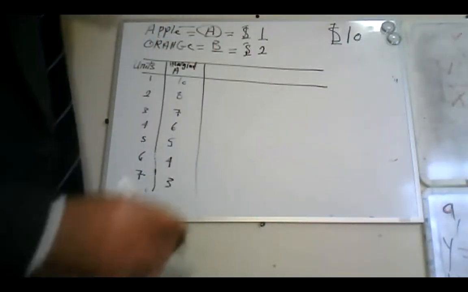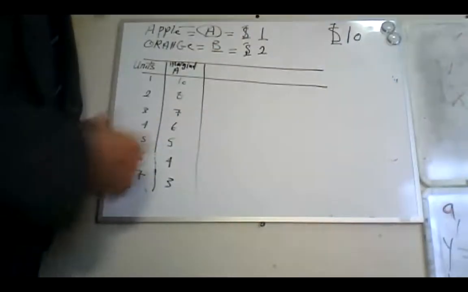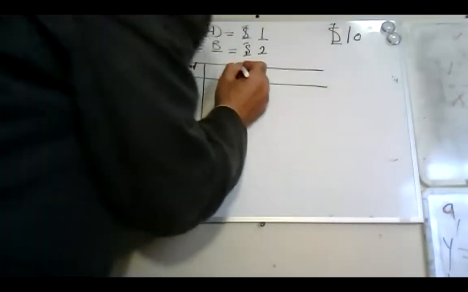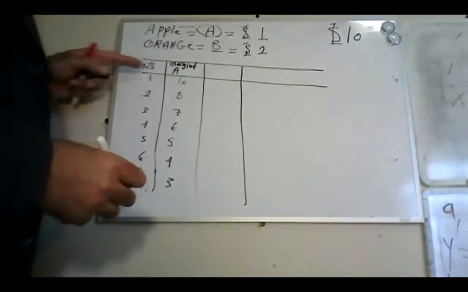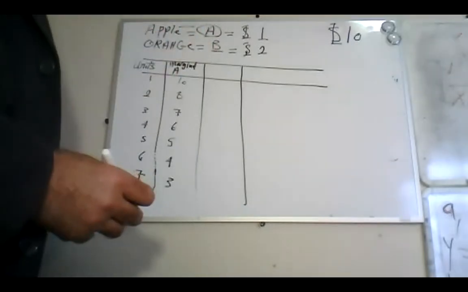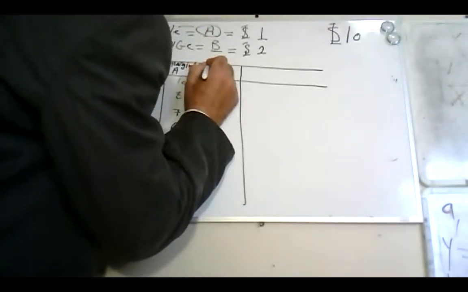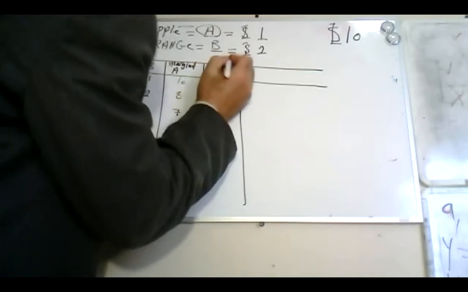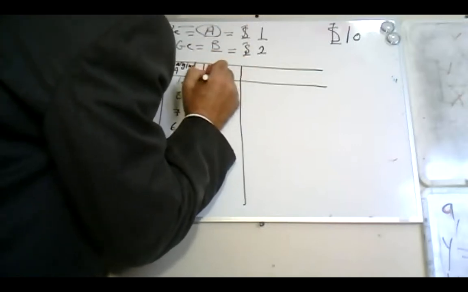Now, I will leave a space here, and I will start to do the solution. What I will do in this space is divide the marginal utility of the apple by the price of the apple. So the marginal utility of A, divided by the price of A.